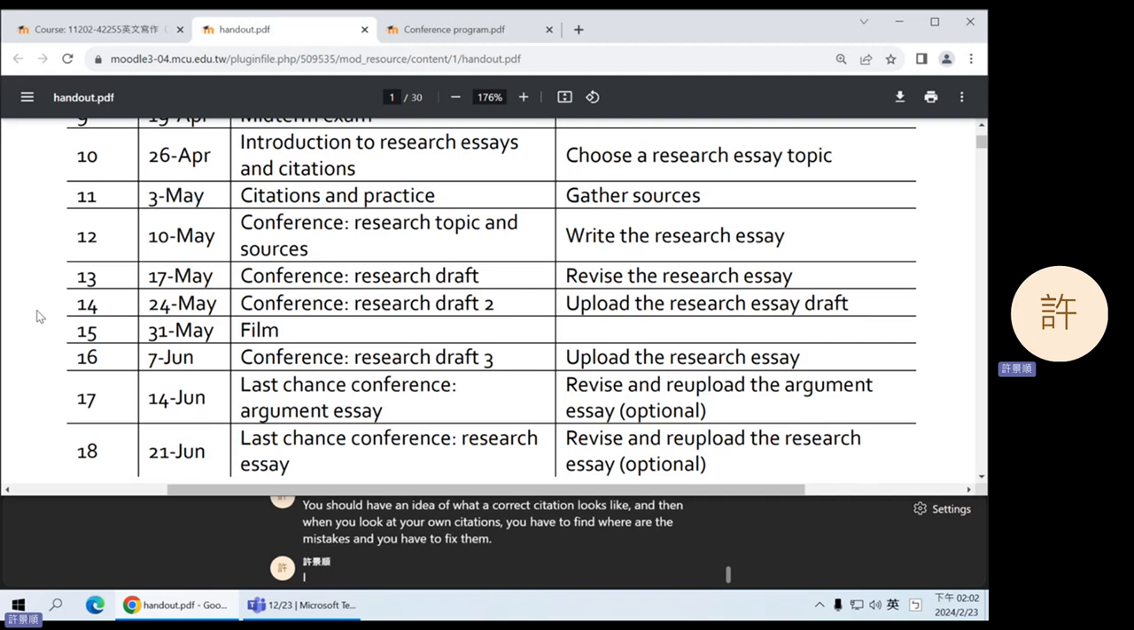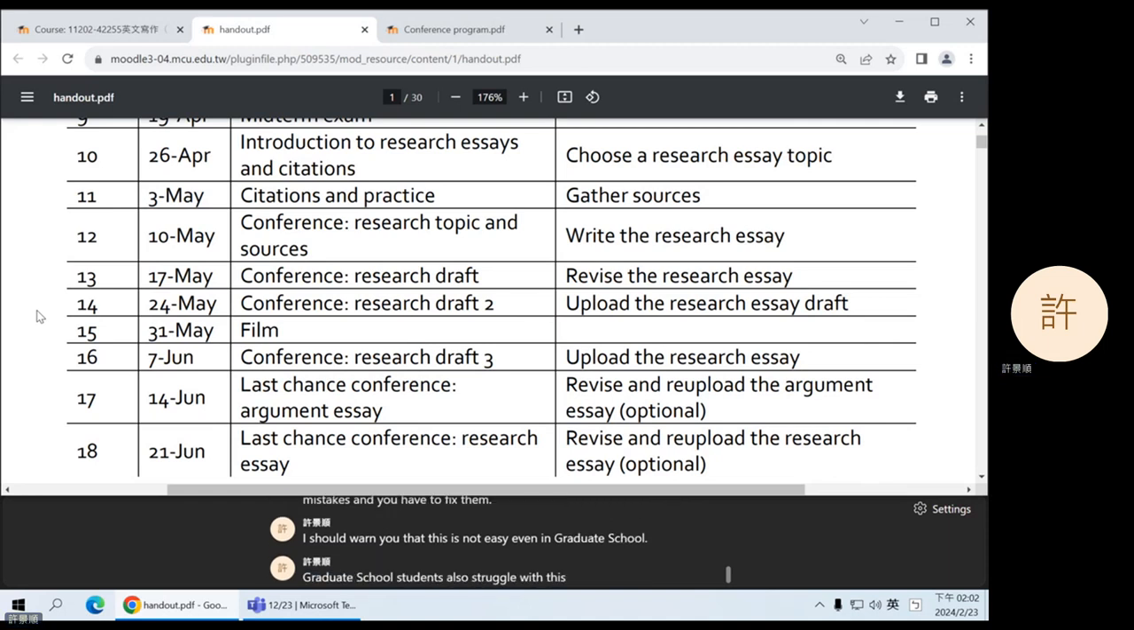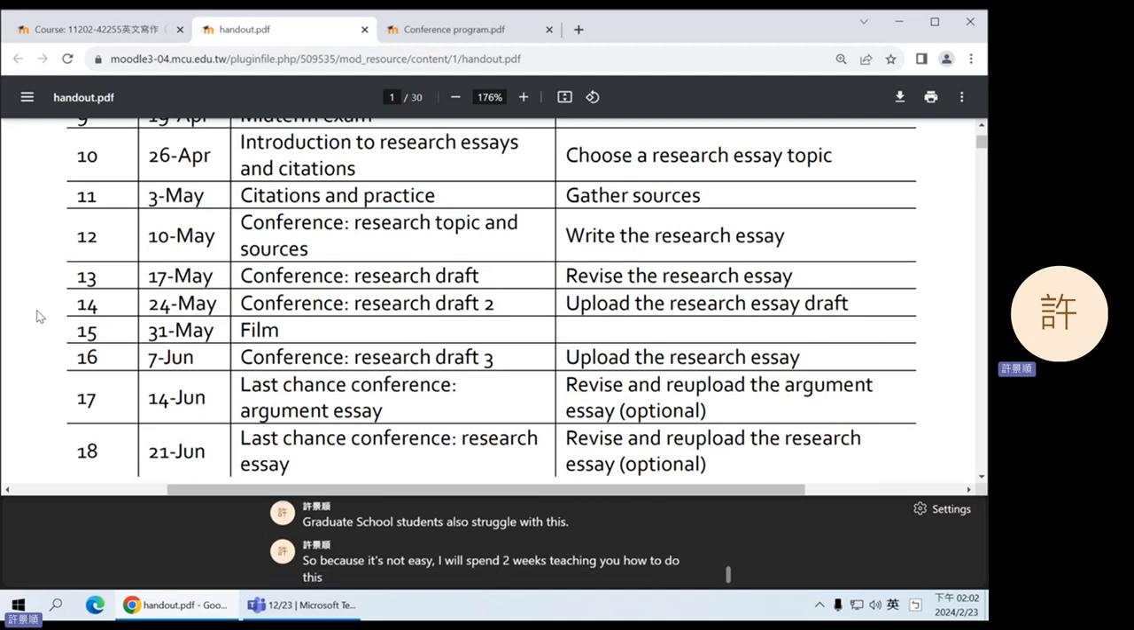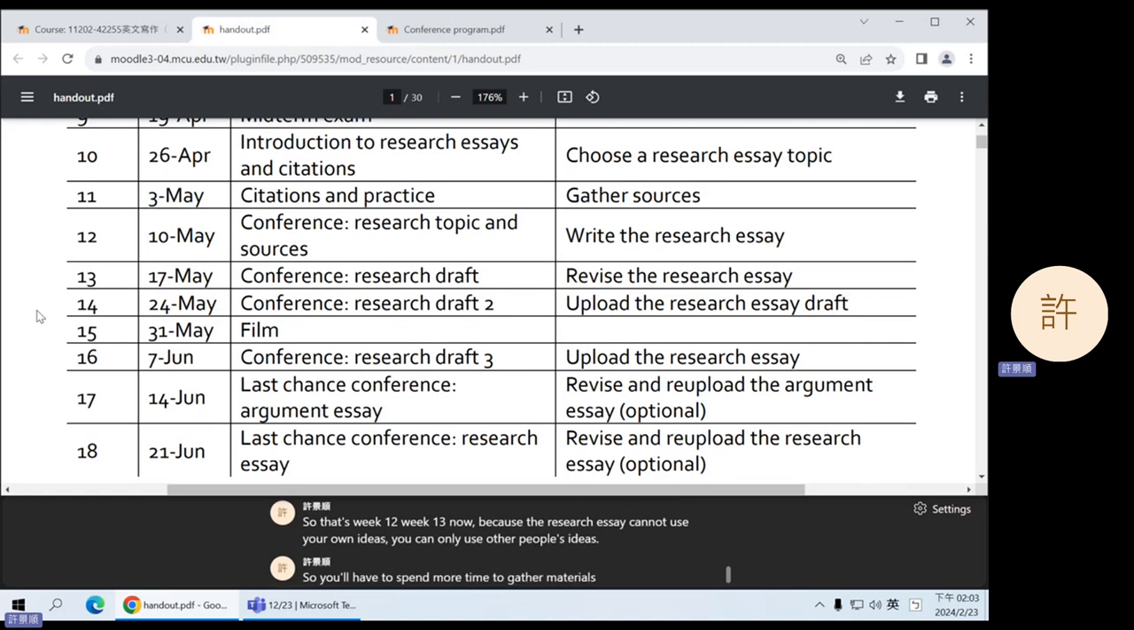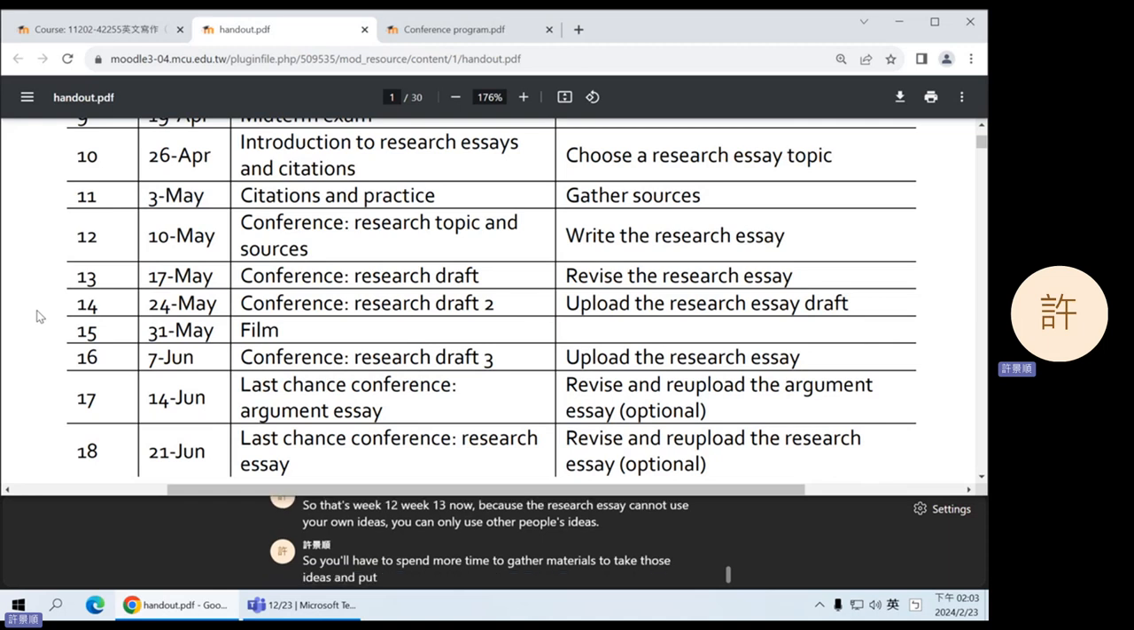I should warn you that this is not easy. Even in graduate school students also struggle with this. So because it's not easy, I will spend 2 weeks teaching you how to do this and how to spot the mistakes. So that's week 12, week 13. Now, because the research essay cannot use your own ideas, you can only use other people's ideas, so you'll have to spend more time to gather materials to take those ideas and put them together into an essay.